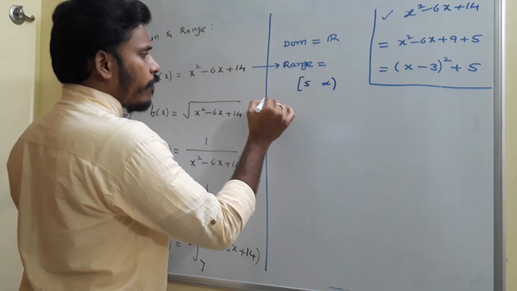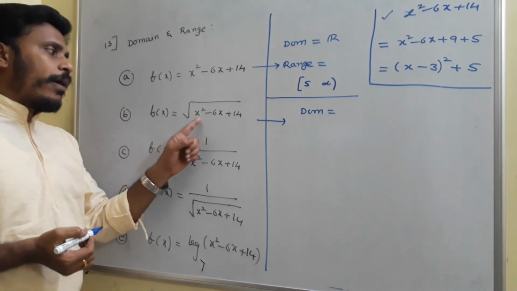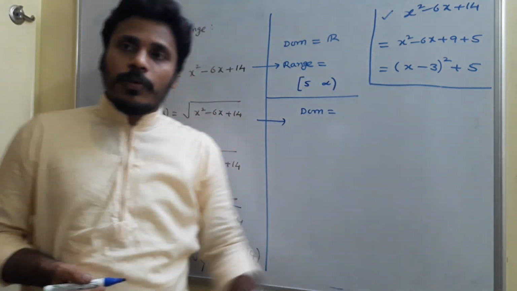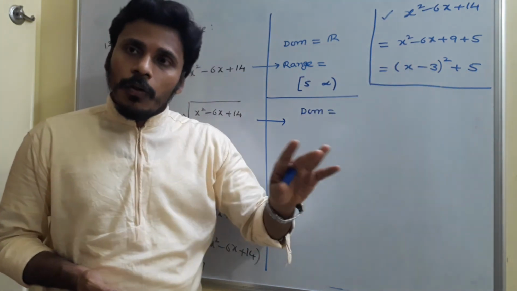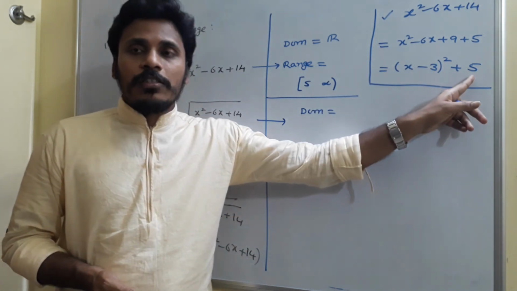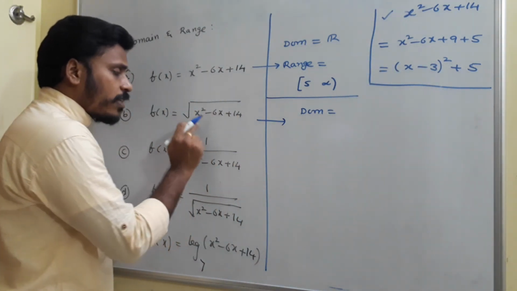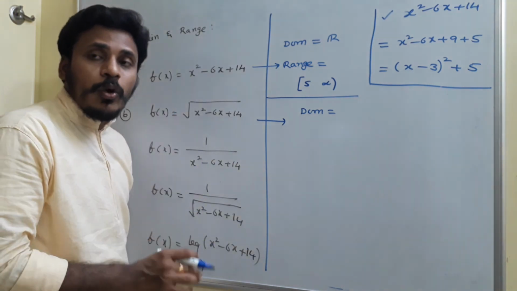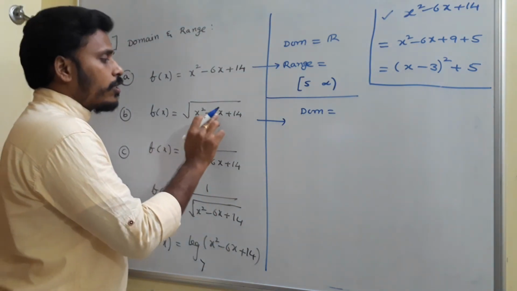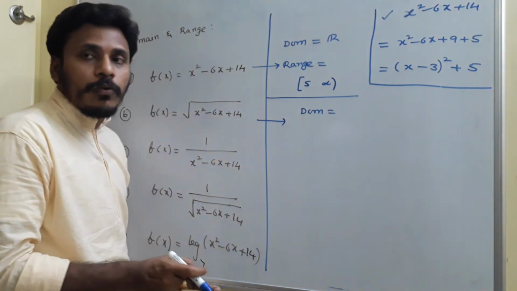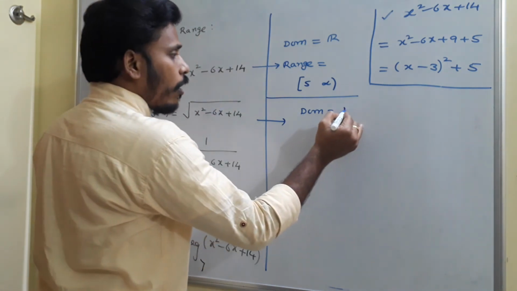Now, what can you say about the domain of the second function? For this problem, as the first one of this model, I mentioned all the easy ones. See, x square minus 6x plus 14 is (x minus 3) whole square plus 5. So (x minus 3) whole square is always positive or zero, and 5 is positive. If you add them, x square minus 6x plus 14 is always positive. Take any number in the place of x, no problem, it is positive. And since it is positive, the square root exists for every number. So the domain is all real numbers.